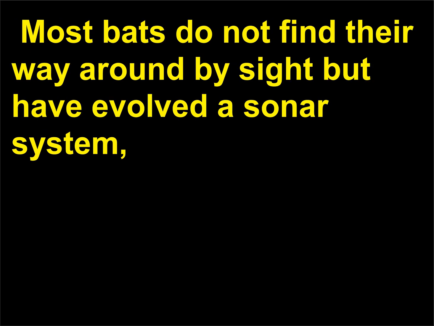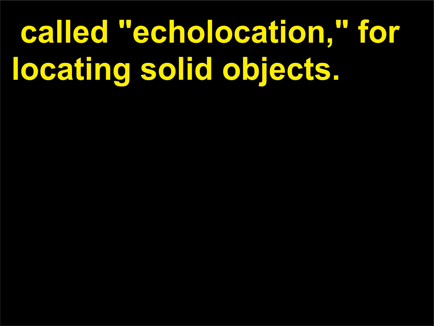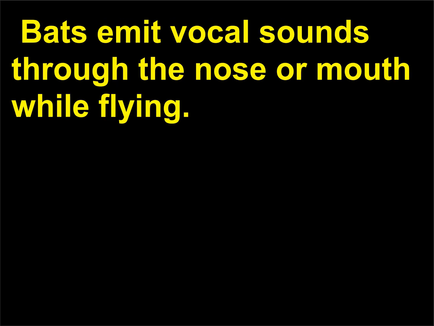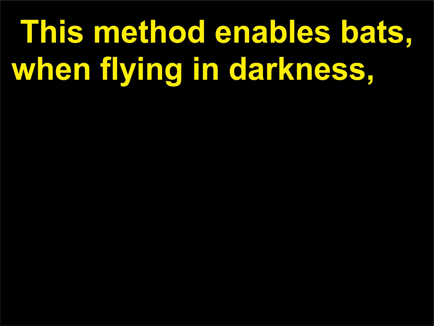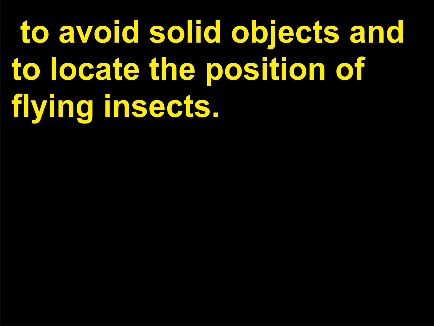Most bats do not find their way around by sight but have evolved a sonar system called echolocation, for locating solid objects. Bats emit vocal sounds through the nose or mouth while flying. These sounds, usually above the human hearing range, are reflected back as echoes. This method enables bats, when flying in darkness, to avoid solid objects and to locate the position of flying insects.